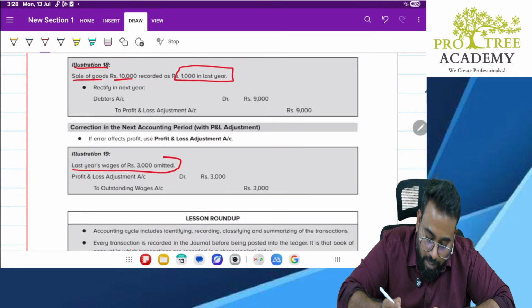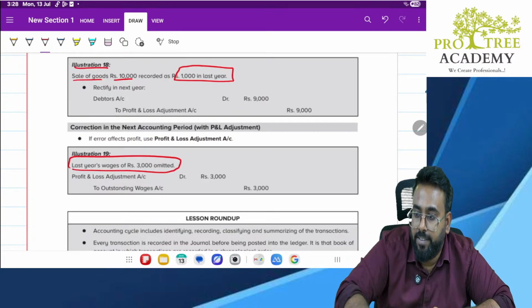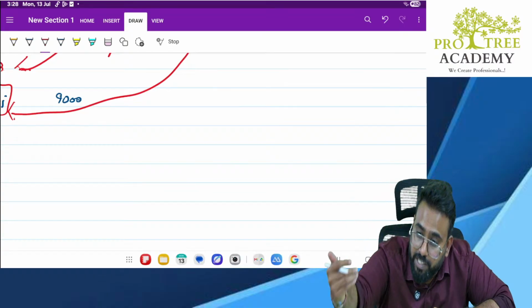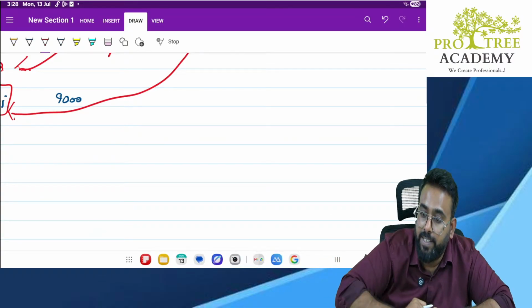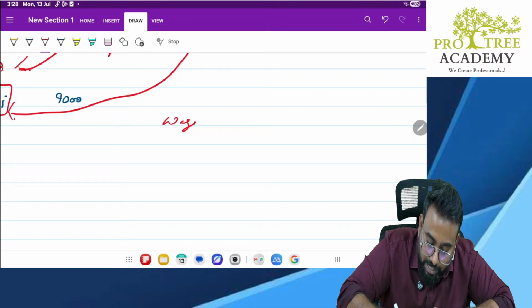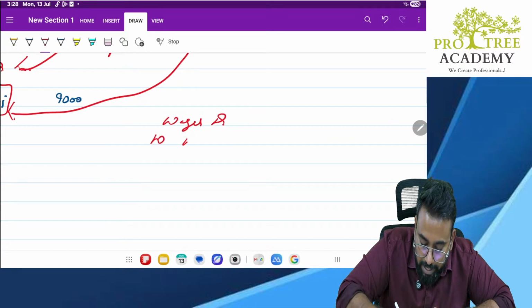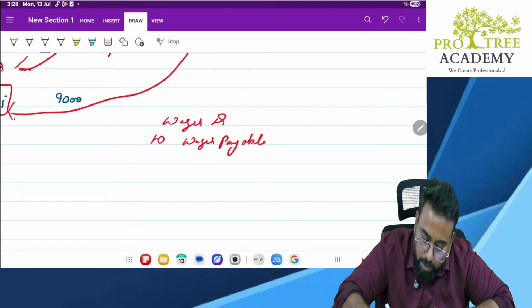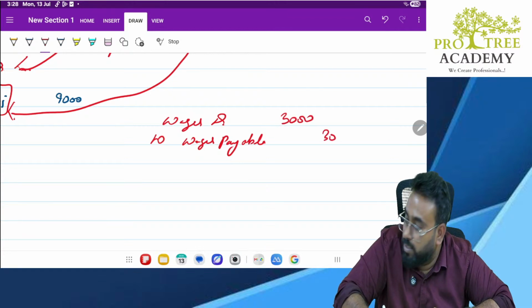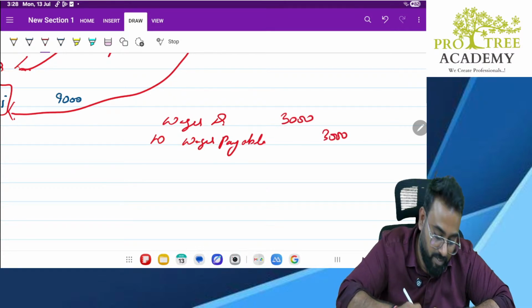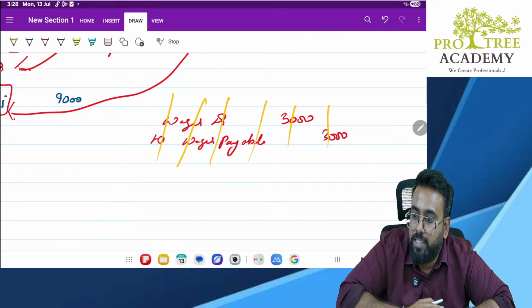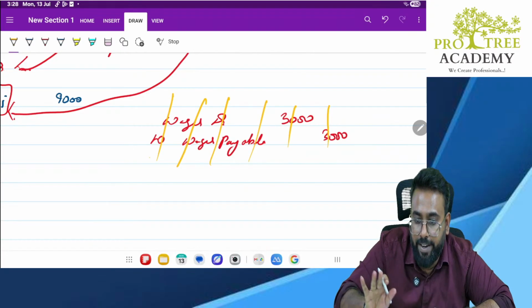Last year wages of 3,000 was omitted. Correct. So you have missed recording the entire transaction itself. If you would have recorded, what is the entry? Wages account debit to wages payable. I don't know whether we have paid in cash or bank, so let's take it is payable. So how much? 3,000, 3,000. But what have you done? You have completely missed recording this transaction. You have completely omitted it. Right?